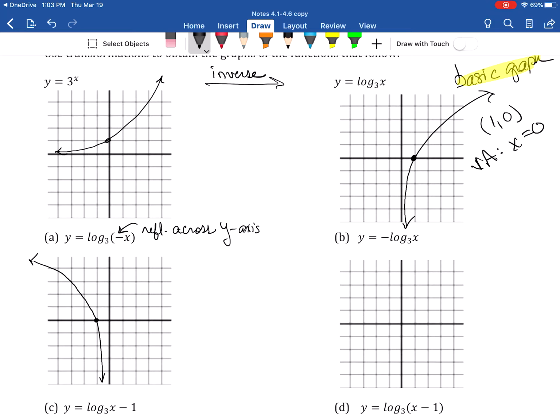I encourage you to check that on your, oh, you know what? We haven't discussed how to graph on calculators yet. Forget that I said that.